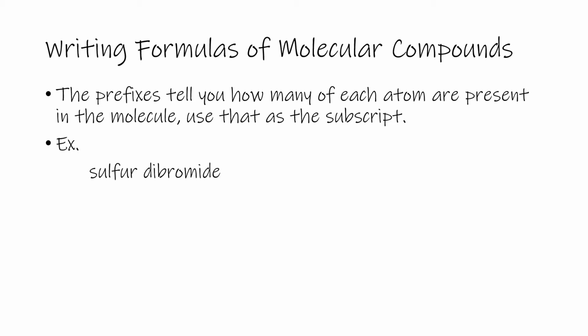Let's look at an example. The first one we're going to look at is sulfur dibromide. There is no prefix in front of sulfur, and so it is simply an S. Di meaning 2, so we have 2 bromine, so we are going to have Br with a 2 subscript after it. SBr2 is the formula for sulfur dibromide.